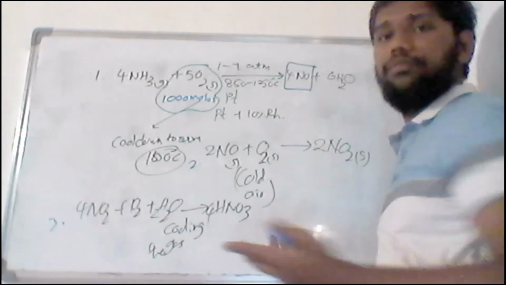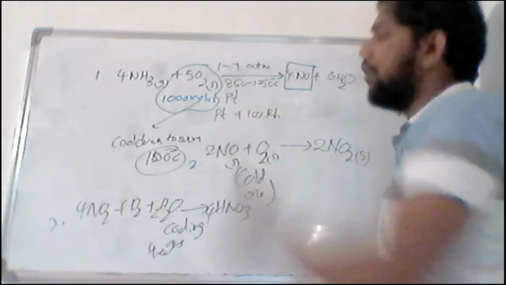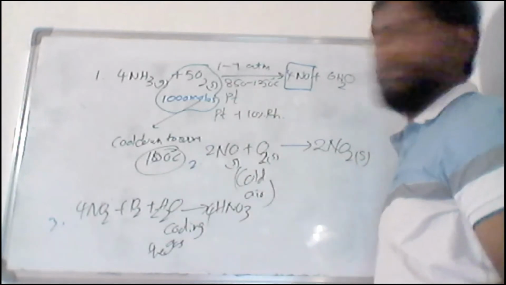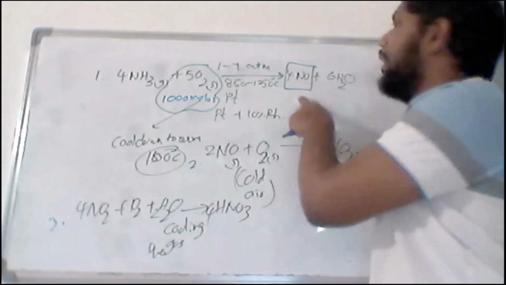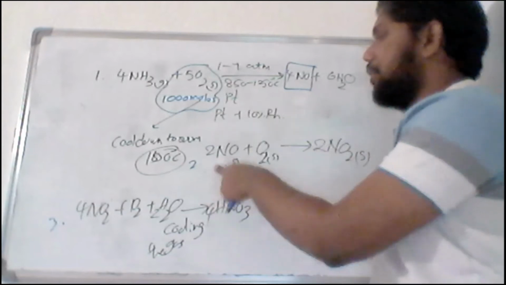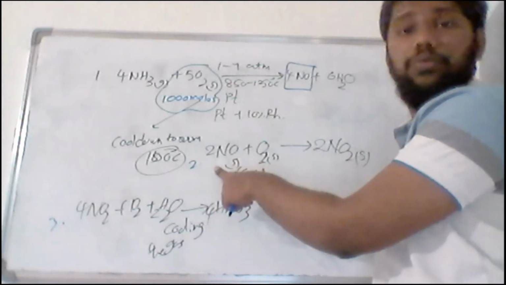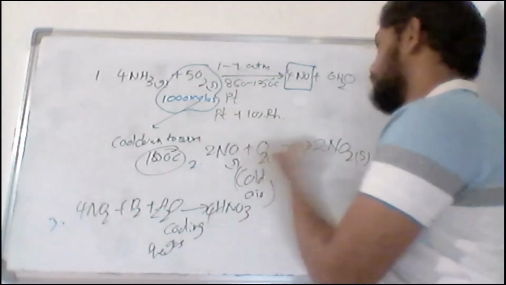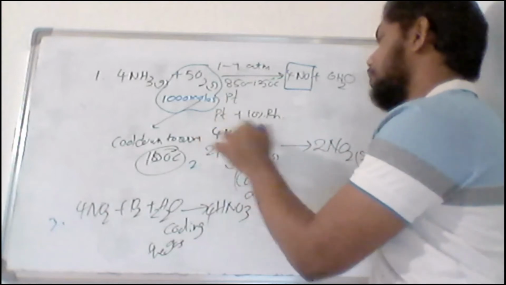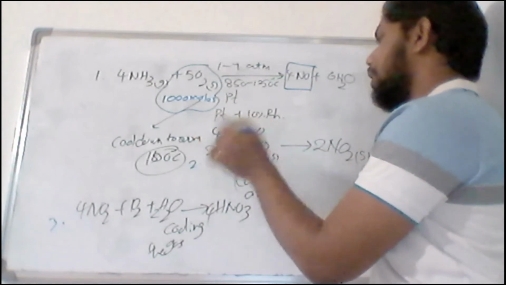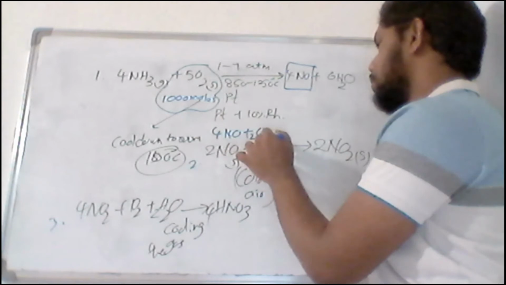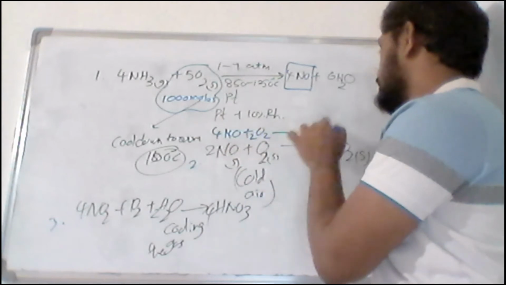Okay. But we don't have to do all these calculations, because you need to understand, to make this 4, this equation can be multiplied by 2. So if you multiply this equation by 2, it will be 4NO plus 2O2 will give 4NO2.